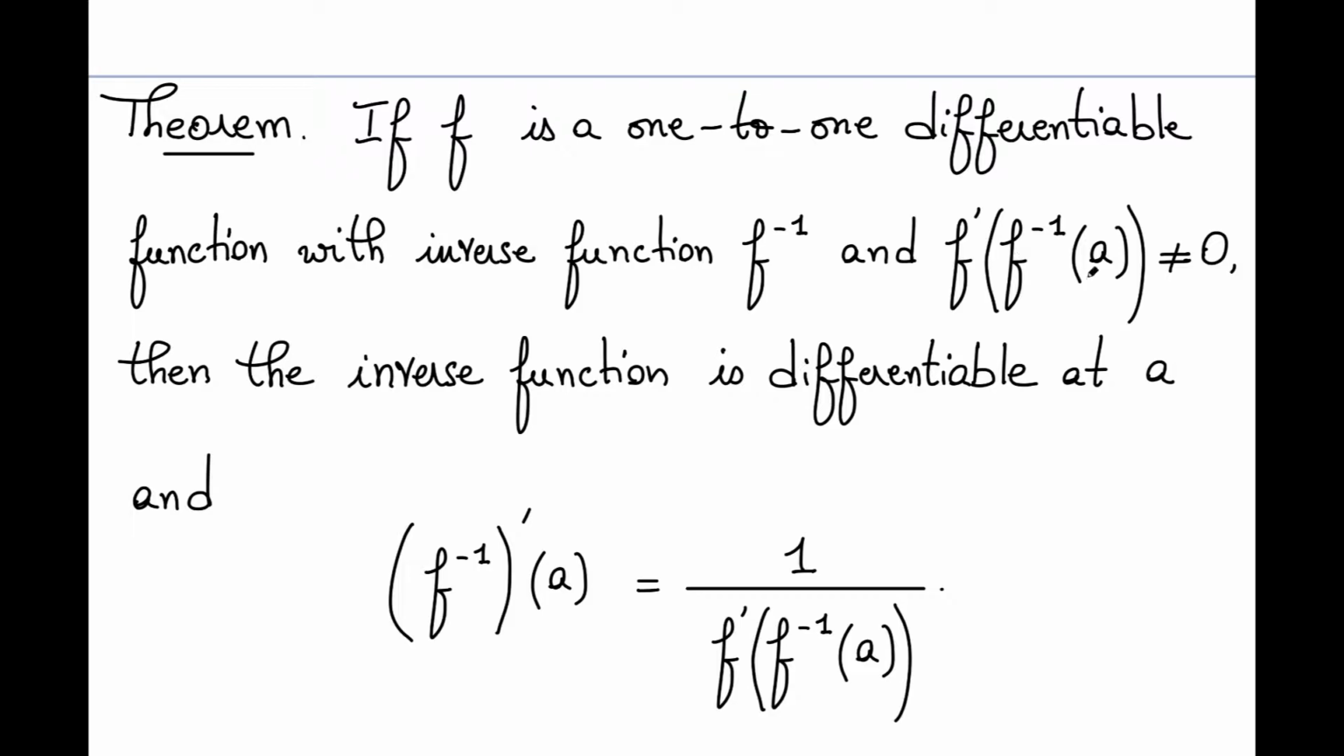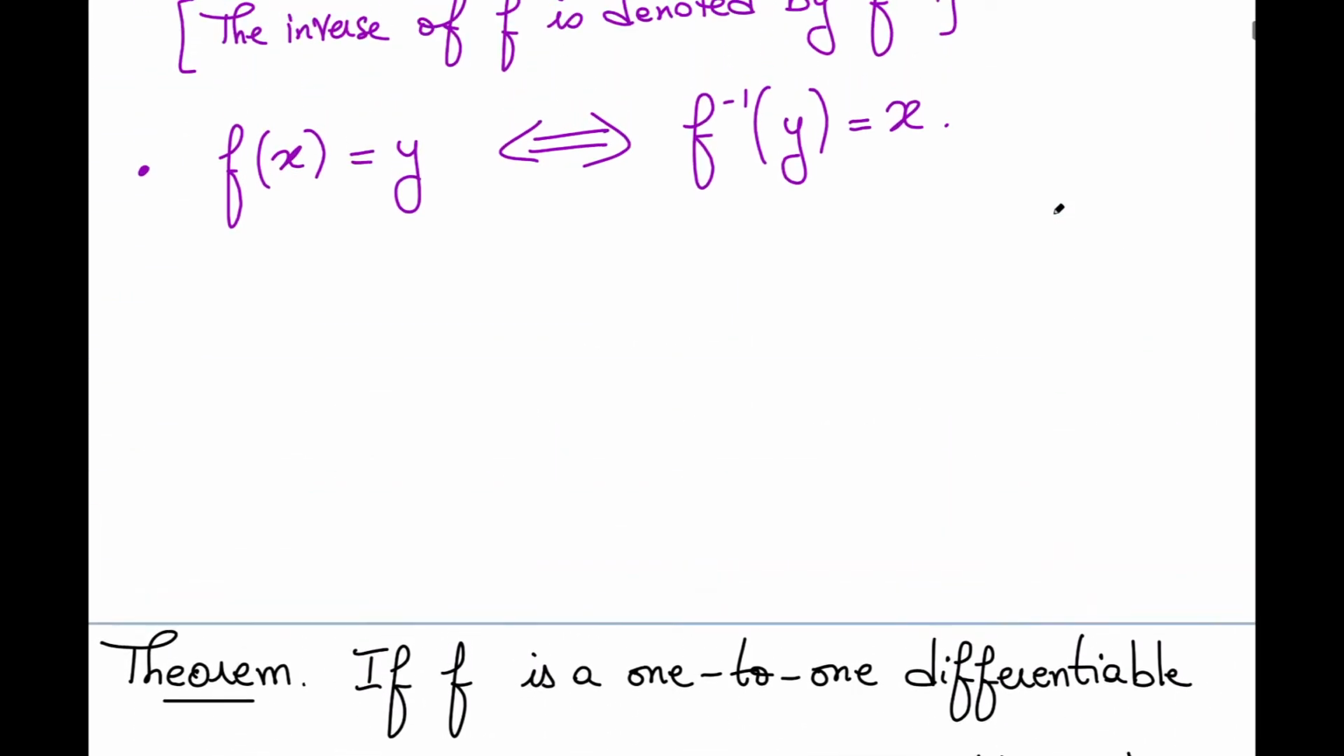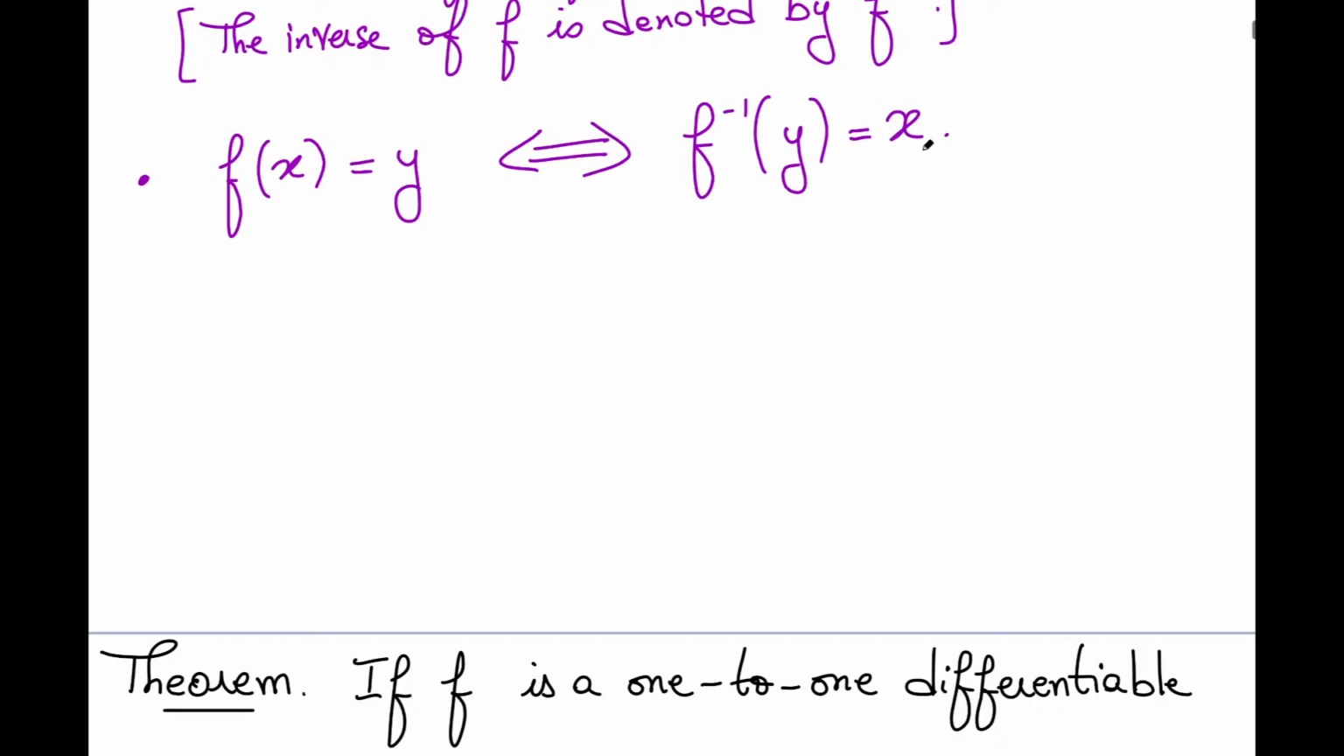So if f is such a thing, with inverse function f inverse, and this number, whatever this number is, it's not zero. This is the derivative function evaluated at the pre-image of a under f. So it's f inverse of a. And what's f inverse of a? F inverse of something is a number so that f of that number is a, right? So if you replace y by a, you read it as follows. F inverse of a is a number x, so that if f acts on x, you get back that number a.